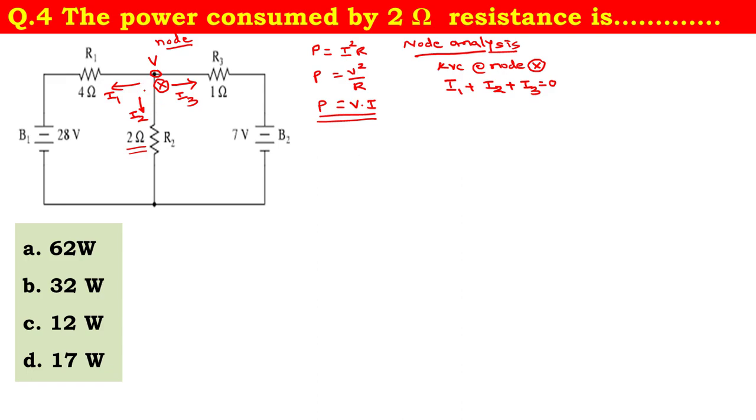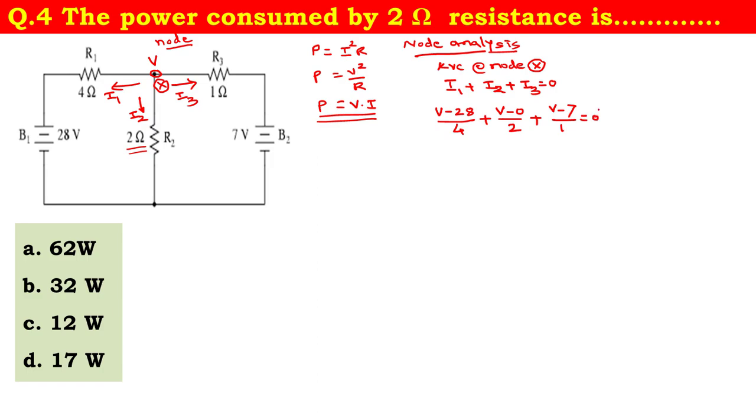Current I1 is the potential difference, so it is (V minus 28) by 4, plus I2 is this current, so it is (V minus 0) by 2, plus I3 is this current, so it is (V minus 7) by 1, that is equal to 0.